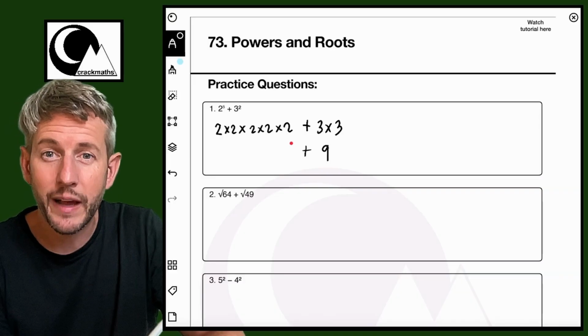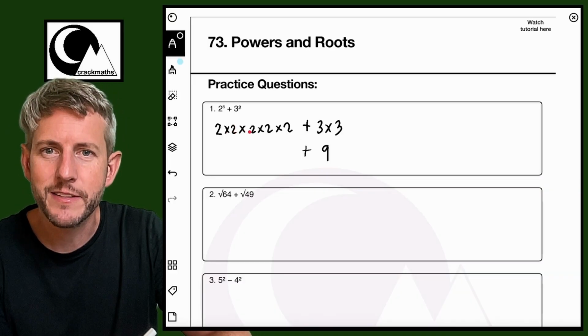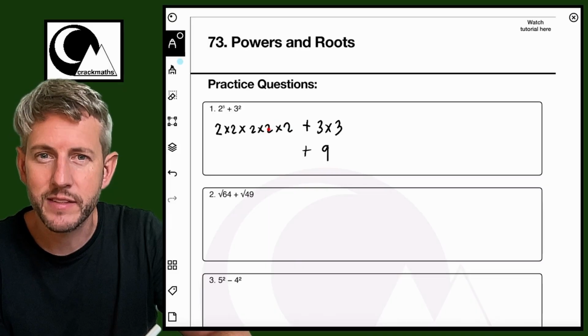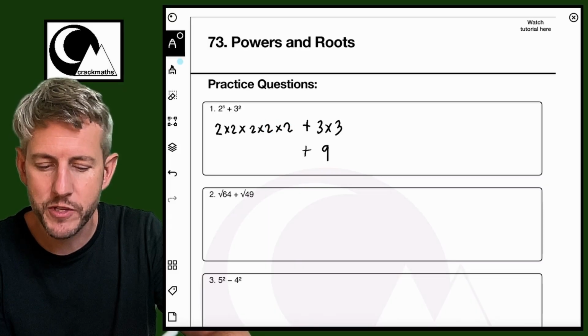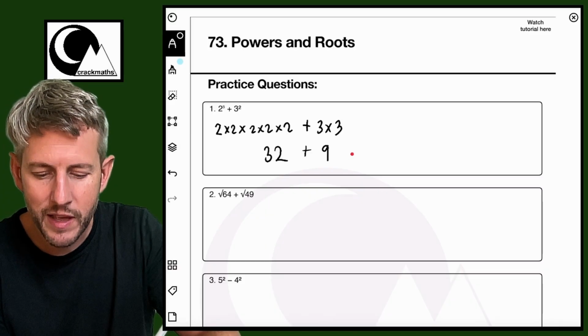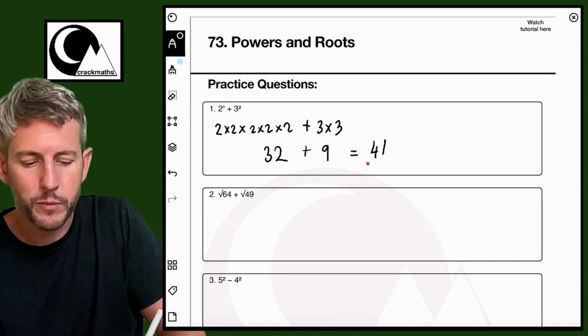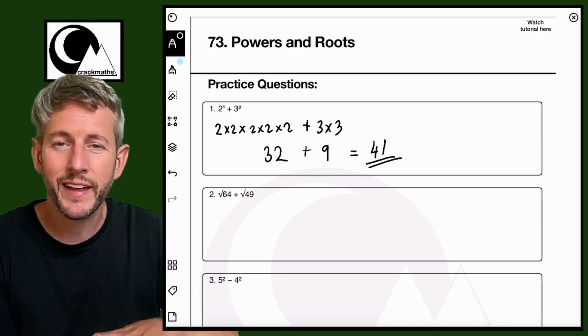And then let's work out this one here. So 2 times 2 is 4. 4 times 2 is 8. 8 times 2 is 16. 16 times 2 is 32. So here we go, we've got those, and then 32 plus 9 is going to give us 41. So our answer to question 1 is 41.